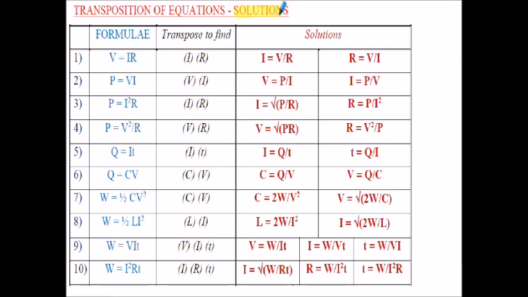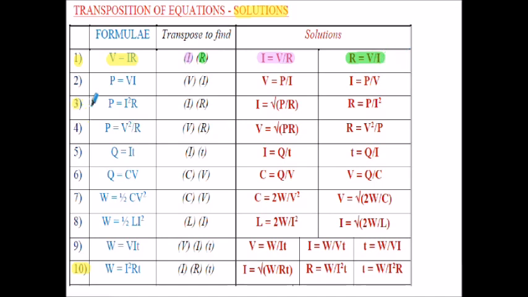Here are the solutions, questions 1 through to 10. If you take question 1, we were given the equation V is equal to IR. We were asked for 2 solutions. We were asked to find first of all I, and the solution for that is I is equal to V divided by R. Then we were asked to find R as the subject, and the solution is R is equal to V divided by I.